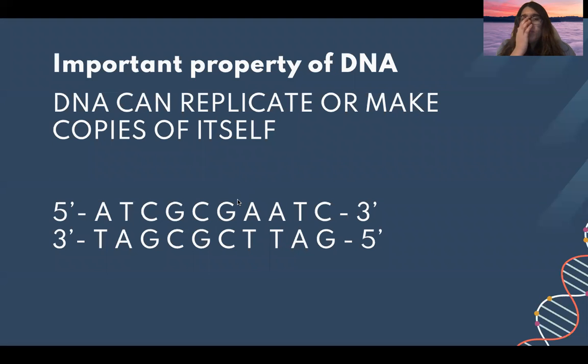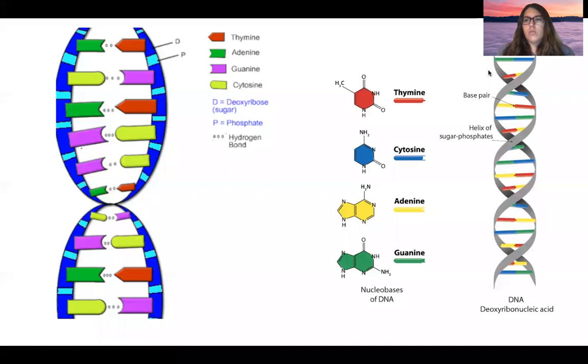One very important property of DNA is that it can replicate, or make copies of itself. So DNA can always make copies of itself. That's why it's double-stranded. That's why we have two strands here. And later on, we'll talk about how DNA replicates itself.